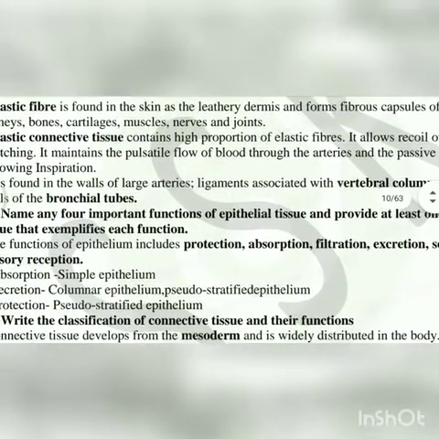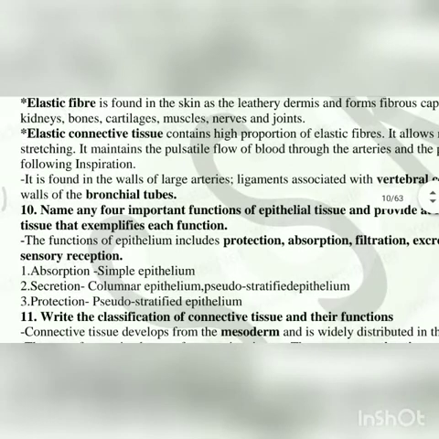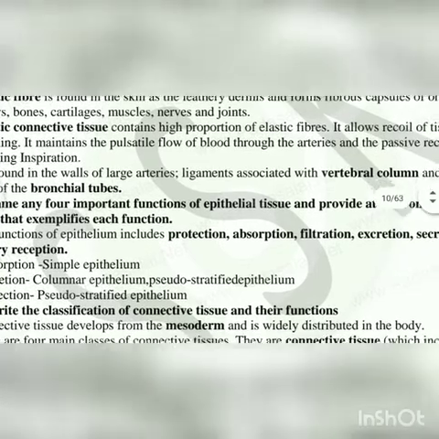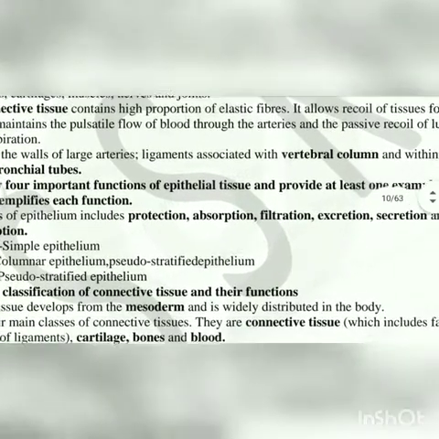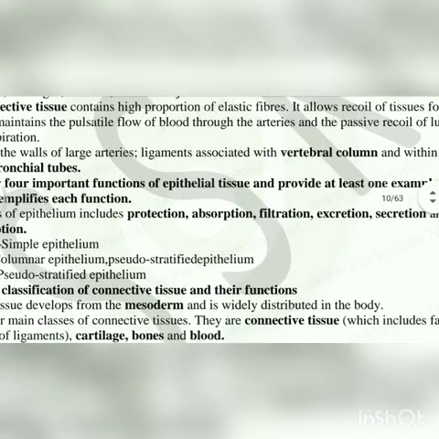So it is found in the walls of the large arteries, ligaments associated with vertebral column and within the walls of the bronchial tubes. So bronchial tubes, that is, it is present in our lungs also. Okay, so for this differentiate question, I divide it into two and write.